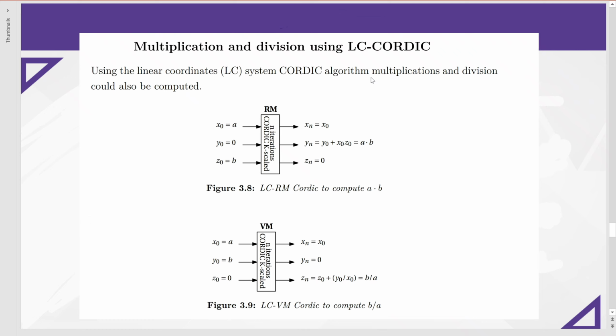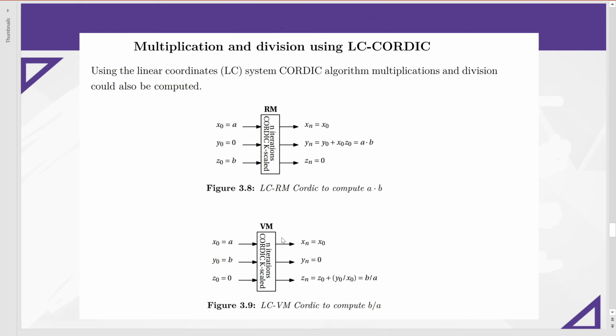Now the multiplication and division using the linear CORDIC algorithm. In the linear CORDIC algorithm, we have to give m equals 0. If I am using the rotational mode inside the linear coordinates, I can get the multiplication after giving x equals a, y equals 0, z equals b. The final value will be computed in y, so the final result will be a times b.